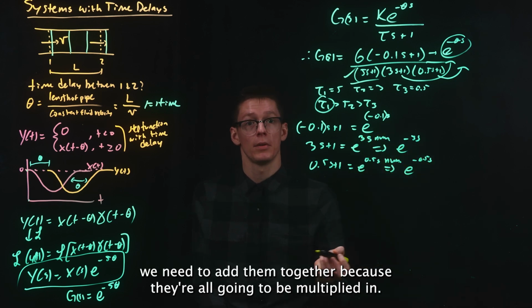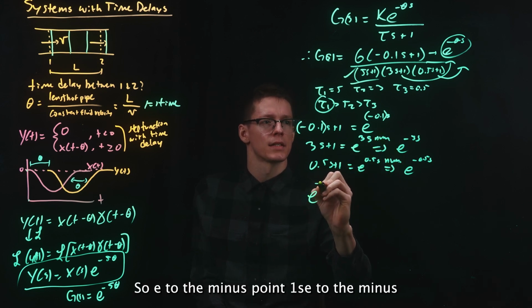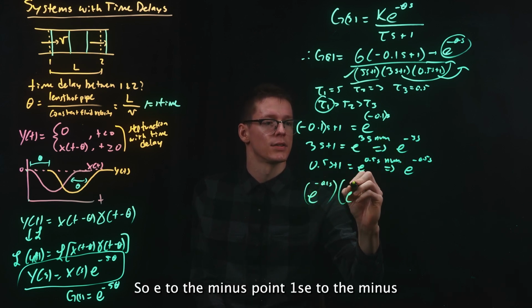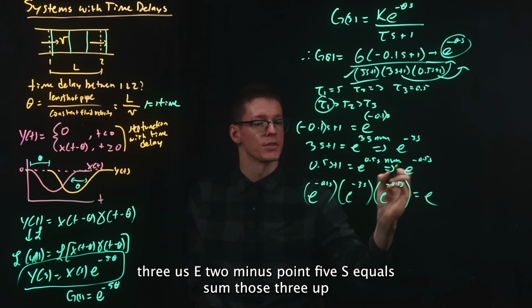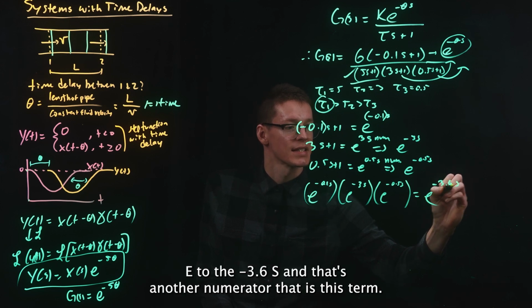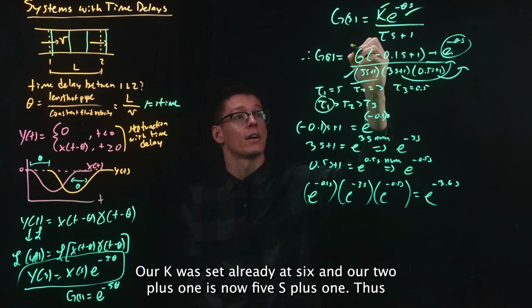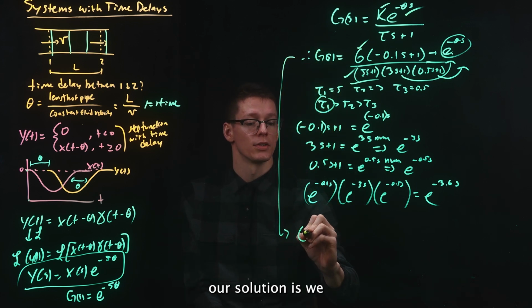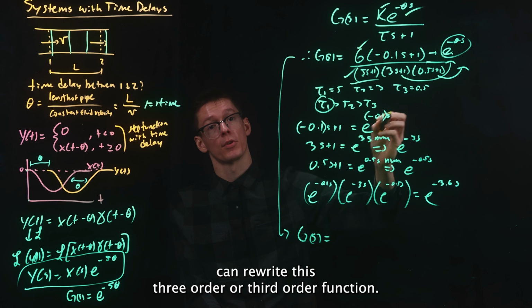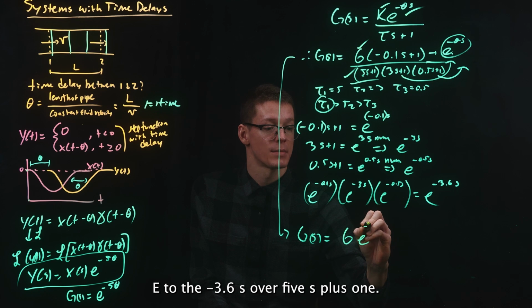We need to add them together because they're all going to be multiplied and thus can be added based on our exponential factors. So e to the minus 0.1s, e to the minus 3s, e to the minus 0.5s equals, sum those three up, e to the minus 3.6s. And that's in our numerator. We've accomplished that. Our K was set already at 6, and our Ts plus 1 is now 5s plus 1. Thus, our solution is we can rewrite this third order function as a first order with time delay: 6 e to the minus 3.6s over 5s plus 1.